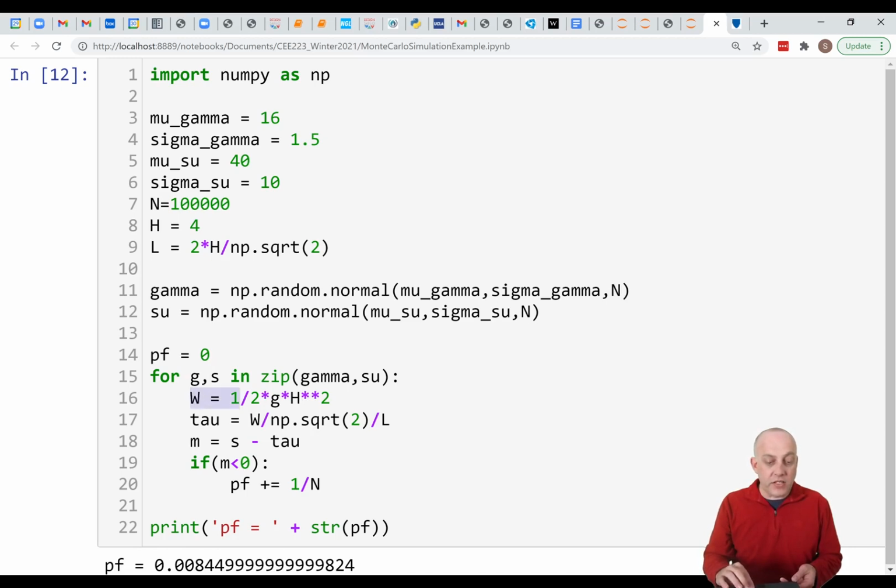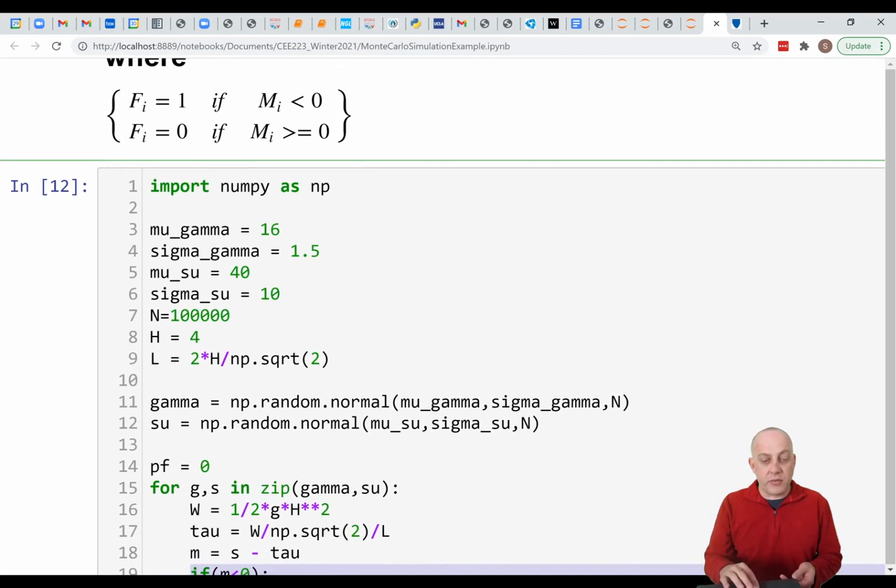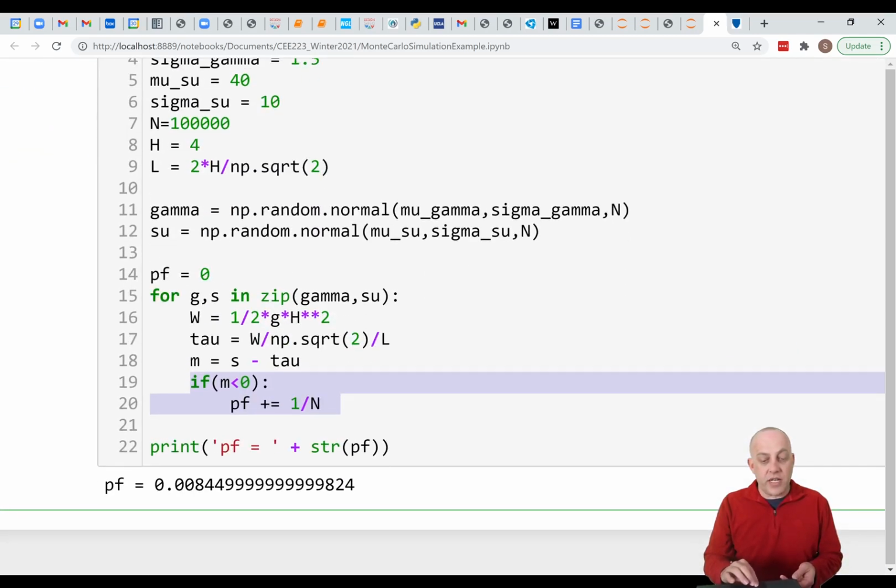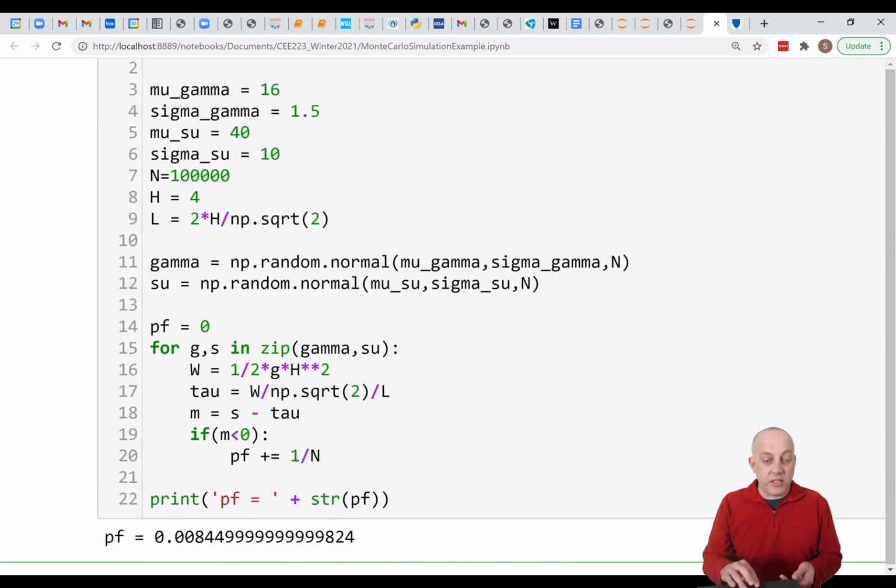So here's the weight of each realization, right? Note that gamma is going to be different every time, so we have to calculate the weight for each realization. Here's the equilibrium shear stress. This is the margin of safety. It's equal to the undrained strength value minus tau. And then I'm not actually computing that f variable that I put in the equation up here, but what I'm doing is if the margin of safety is less than 0, I'm adding 1 over n to the probability of failure, where n is the total number of loops that we have. And then you can do print probability of failure equals this, string of the probability of failure value. So let me run this.